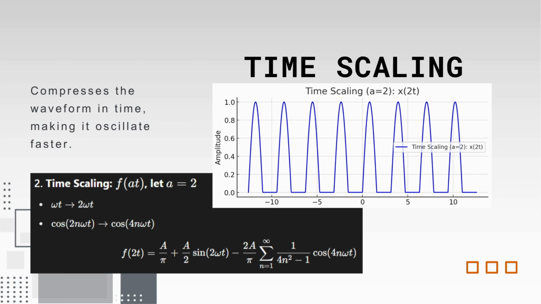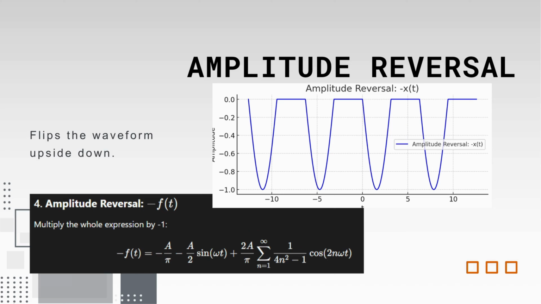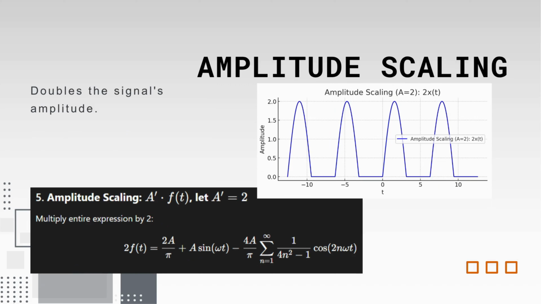Time scaling is the transformation which compresses the waveform in time, making it oscillate faster. Time shifting moves the signal from left to right. It delays the waveform by pi over 2. Amplitude reversal, also called vertical flipping, is where we multiply the signal by -1. It flips the waveform upside down.